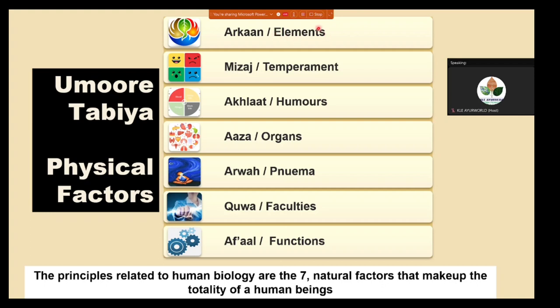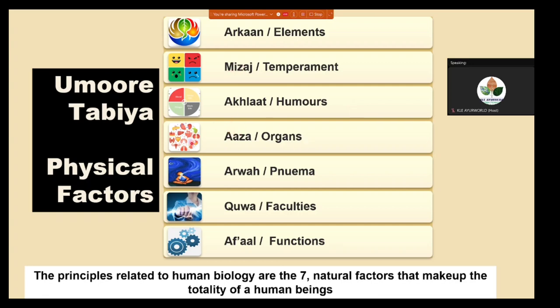Maybe my Ayurvedic brothers believe it is like the bhutas, like the pancha bhutas. The second important umur of the Unani system of medicine is the mizaj. Temperament is the literal translation of the Latin word. I believe it is Prakriti according to Ayurvedic science. And the most important point, upon which the Unani system of medicine plays a very pivotal role, is the concept of akhlaq, that is the humors, the body fluids. Maybe we can collate it with the doshas of the Ayurvedic system of medicine.